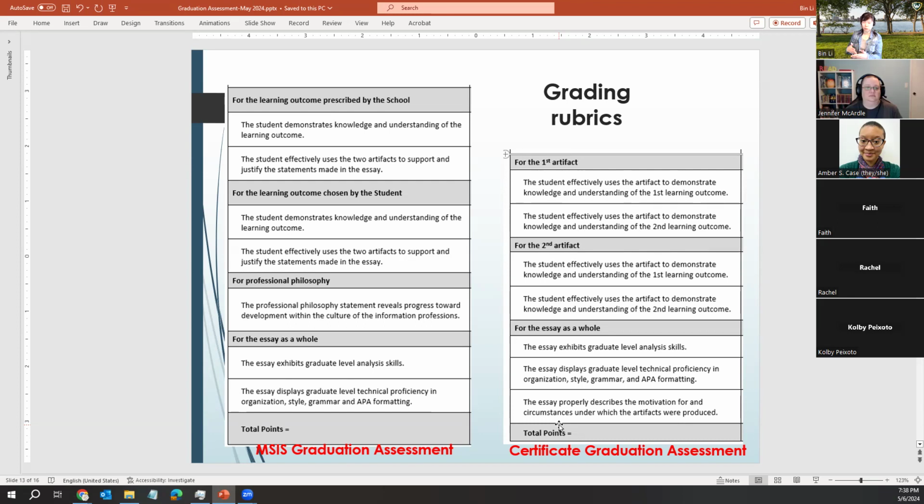For the first four, it's about the essay: how you talk about the learning outcome, and how you tie the learning outcome to the artifact. Later is the professional philosophy, the concluding piece. You need to talk about the professional philosophy. What do you think MLIS means to you? What do you think the archival administration certificate means to you, or what an archivist means? And then the writing as a whole. So that's the grading rubric for the certificate.